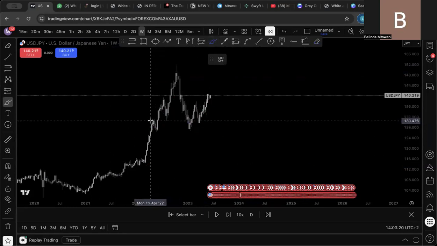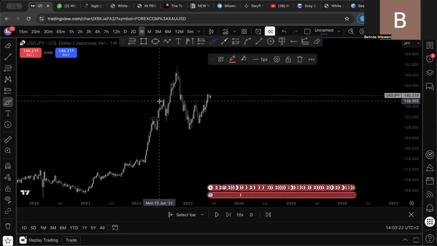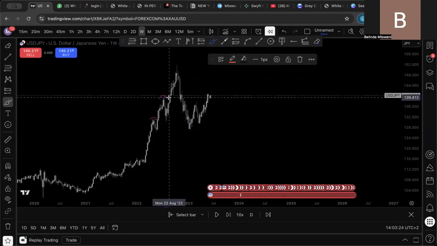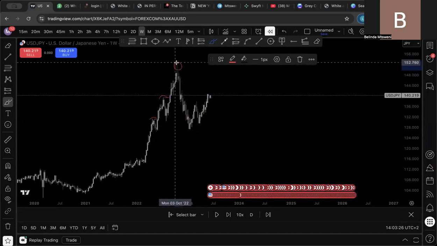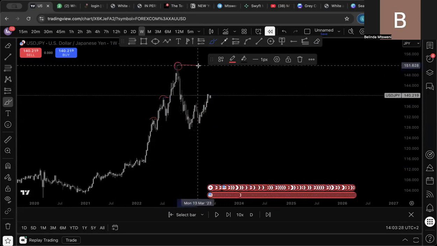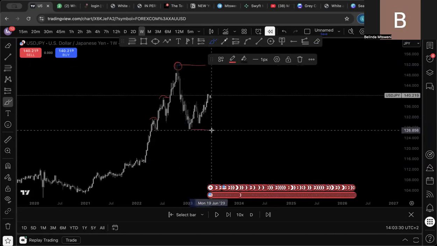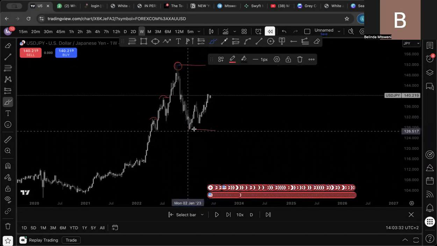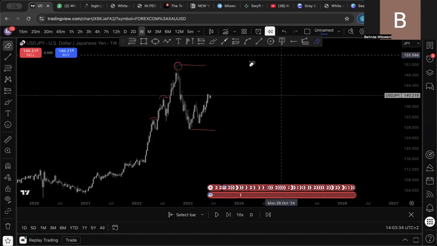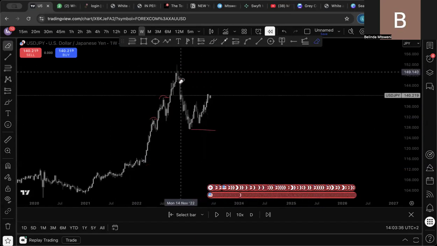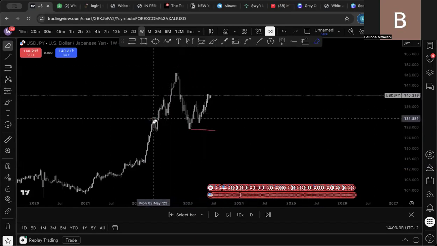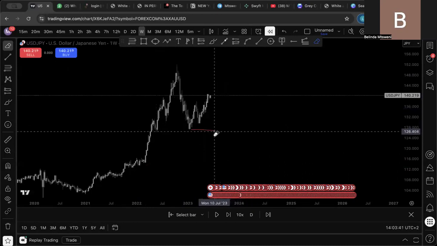This was a high, price violated it. This was a high over here, price eliminated it. And now this is our active high, meaning that this is your weak high and your strong low. Price cannot break this low as of yet. So now this is how I go about everything.